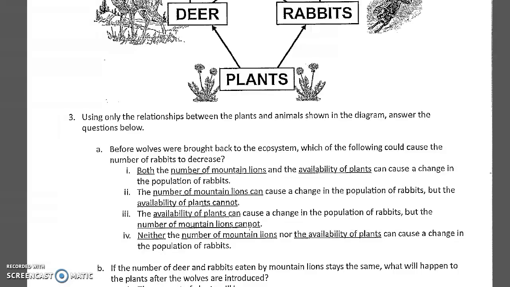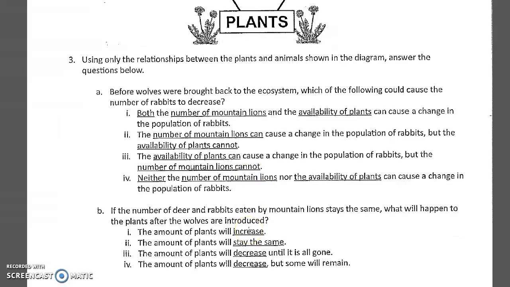3. The availability of plants can cause a change in the population of rabbits, but the number of mountain lions cannot. Or 4. Neither the number of mountain lions or the availability of plants can cause the change in the population of rabbits. 3b. If the number of deer and rabbit eaten by mountain lions stays the same, what will happen to the plants after the wolves are introduced? 1. The amount of plants will increase. 2. The amount of plants will stay the same. 3. The amount of plants will decrease until it is all gone. Or 4. The amount of plants will decrease, but some will remain.